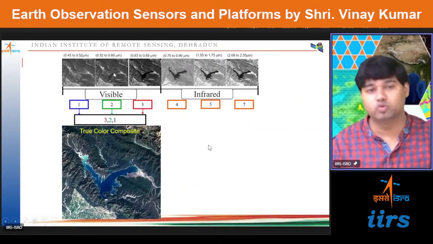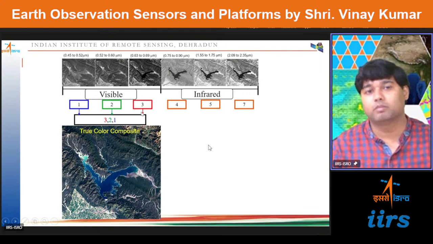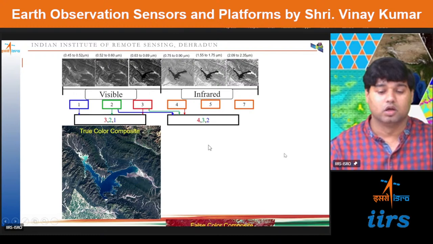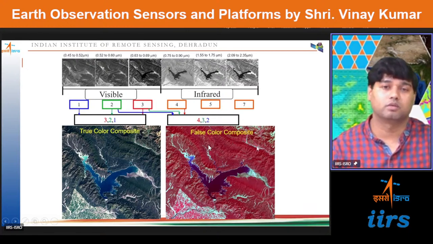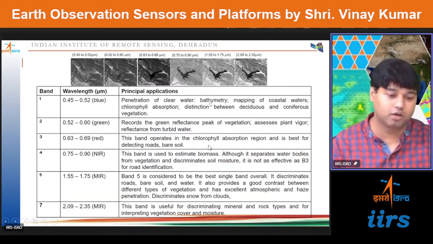So now using the different bands, you can generate different color composites also. There are three primary colors, red, green, and blue. When you visualize red through red, green through green, and blue through blue, that is your true color or natural color. But when we use near infrared through red, red through green, and green through blue, that is called a standard false color composite. So these are the different bands used for different applications.